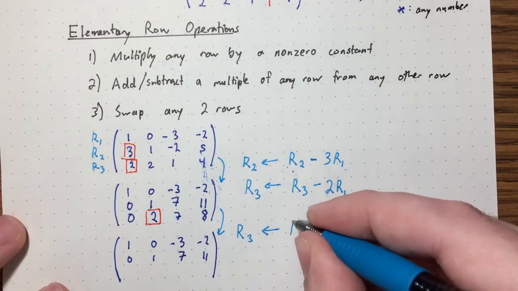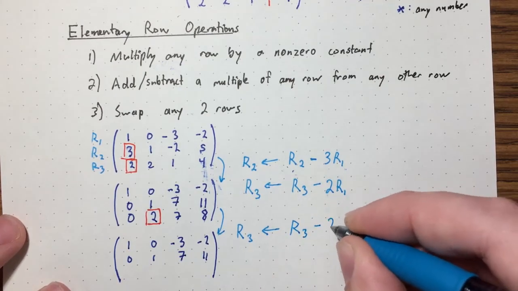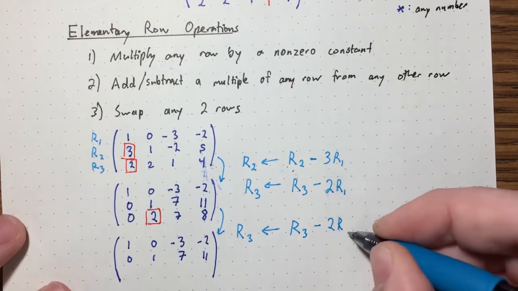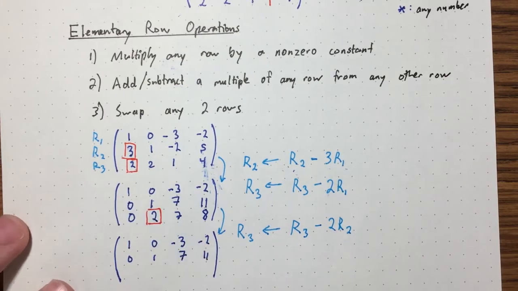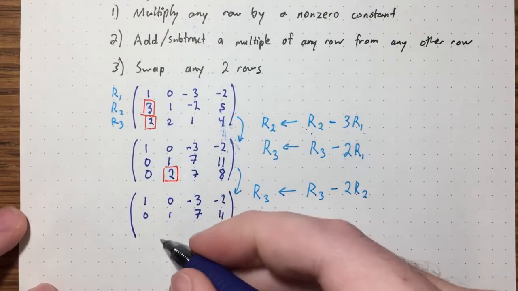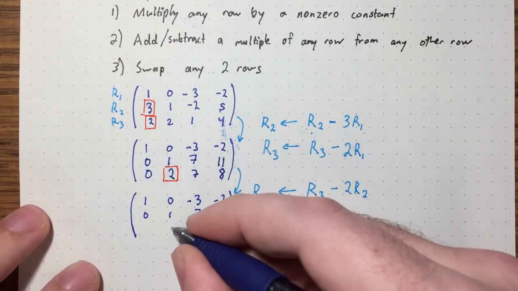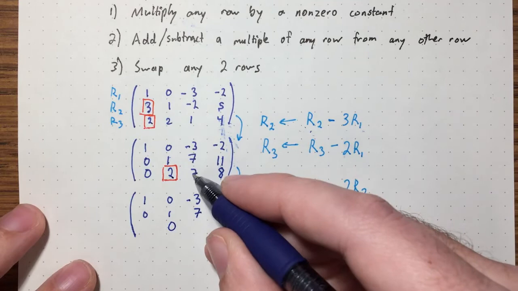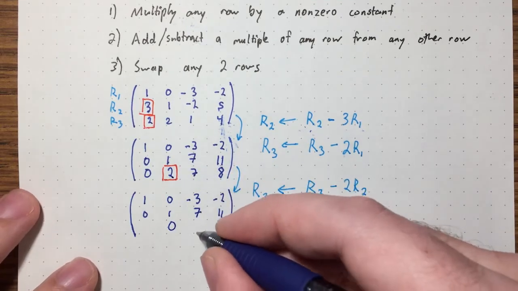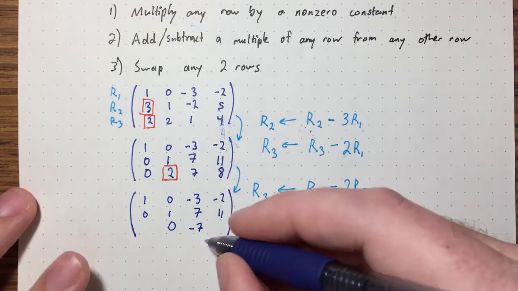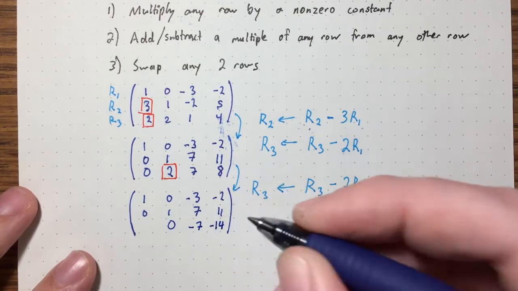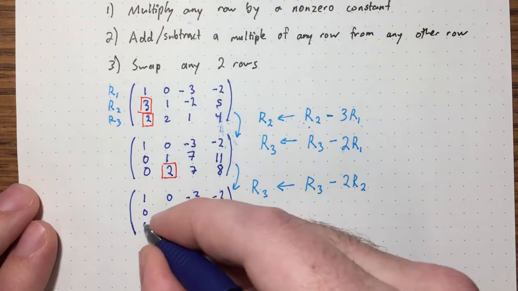So I'm going to replace it with the old third row minus 2 times the second row. Why 2 times the second row? Because I need something that will turn that 2 into a 0. So 2 minus 2 is 0. 7 minus 14 is negative 7. And 8 minus 22 is negative 14. That's a 0.